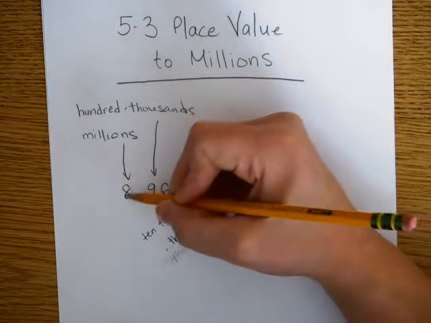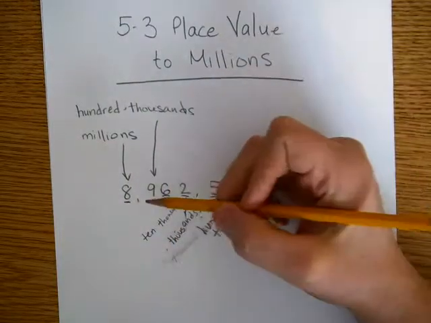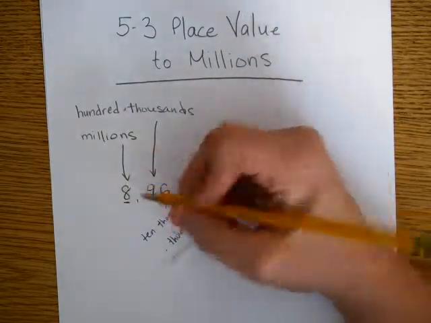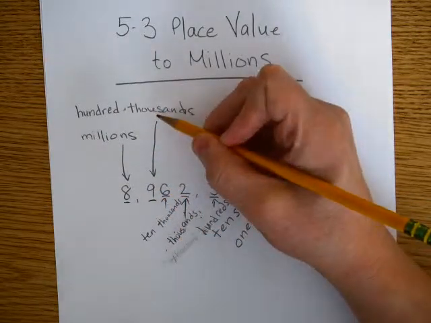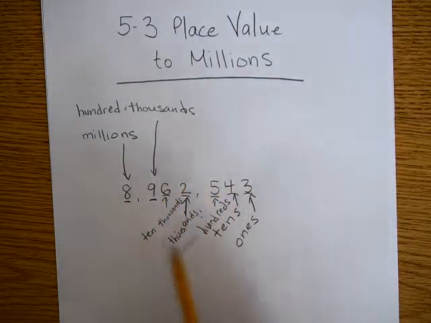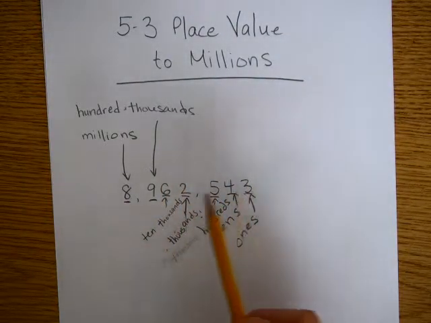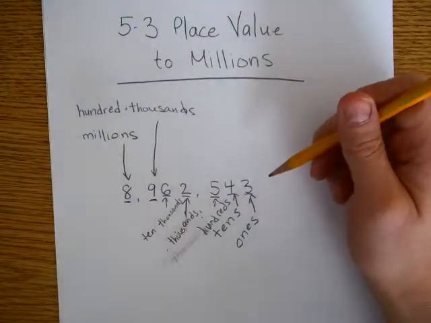Alright, so any number that falls in here, this number doesn't equal 8, it actually equals 8 million. And this number here doesn't equal 9, it actually equals 900,000. Alright, so we want kids to be able to read and write numbers all the way up into the millions. That's kind of the practice we want them to have.